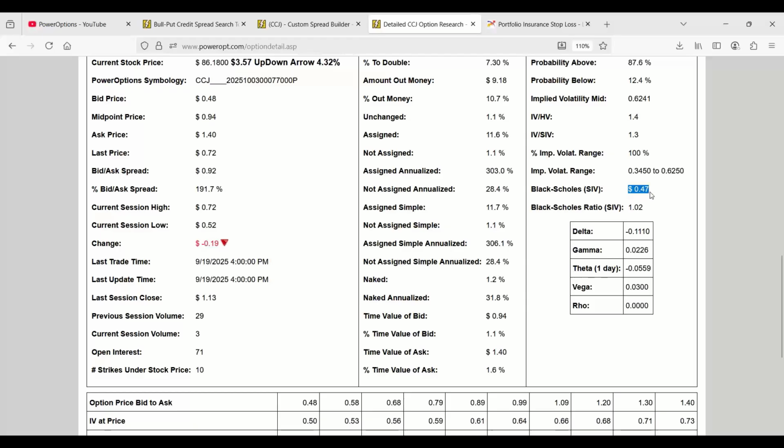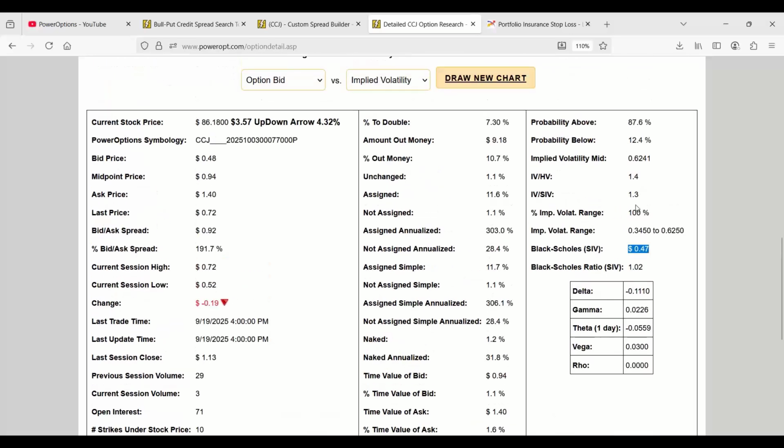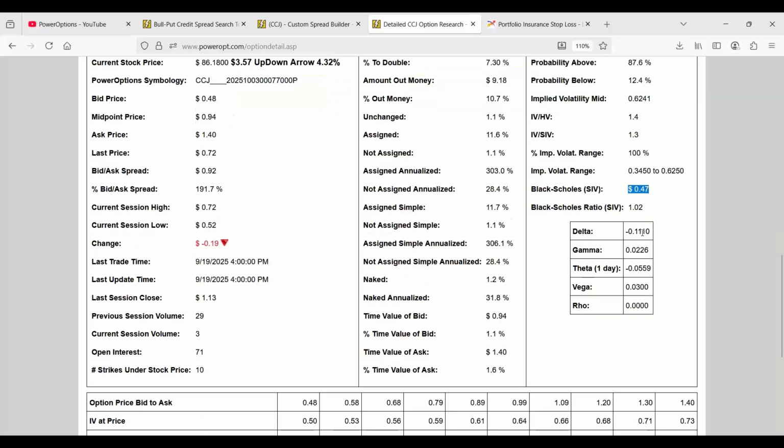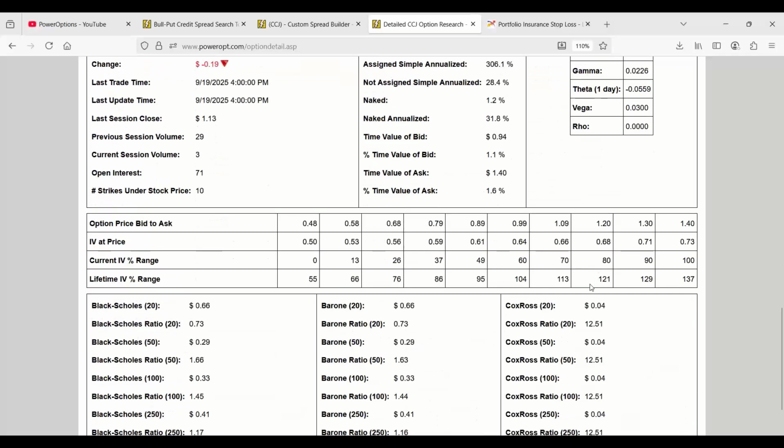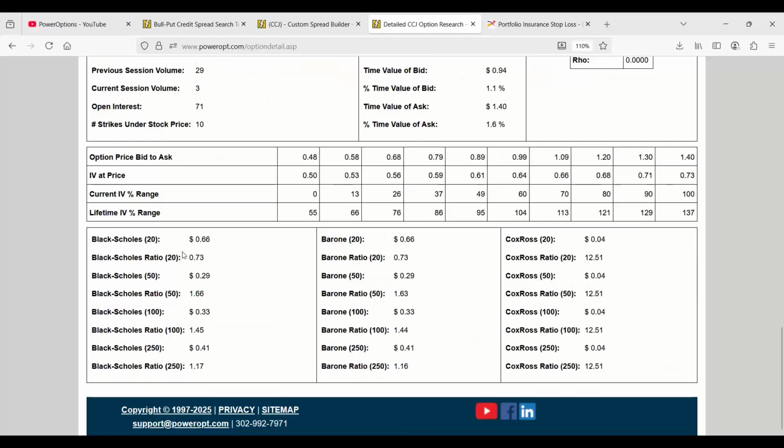Now, the Black-Scholes SIV, what is that? It is the Black-Scholes ratio, but using the stock's implied volatility value, which is lower, it appears, than the actual implied volatility of the option. Well, no, we're seeing it as a 1.3. A Black-Scholes SIV is 0.47. And then you've got your delta, gamma, theta, vega, and rho. But down here, further below, there's that 66, 68 cents we were talking about.